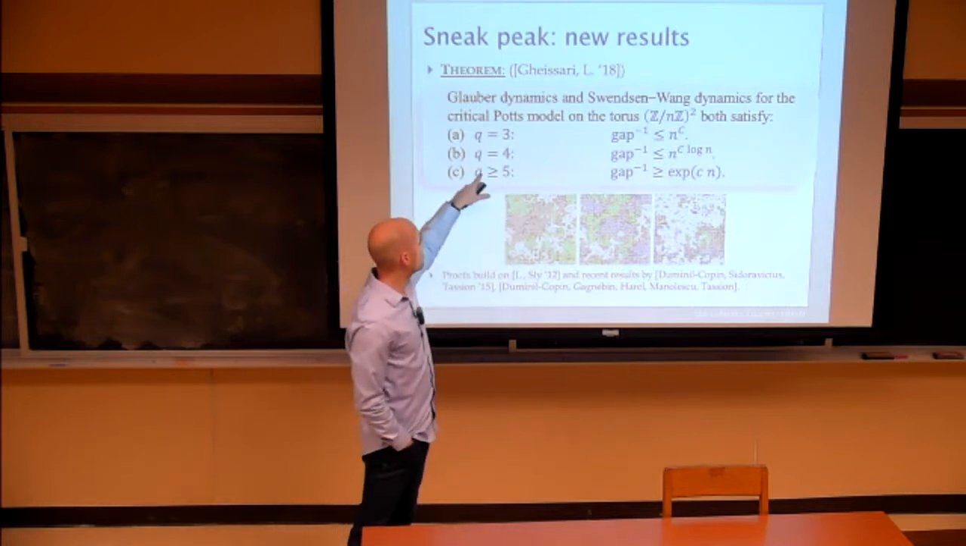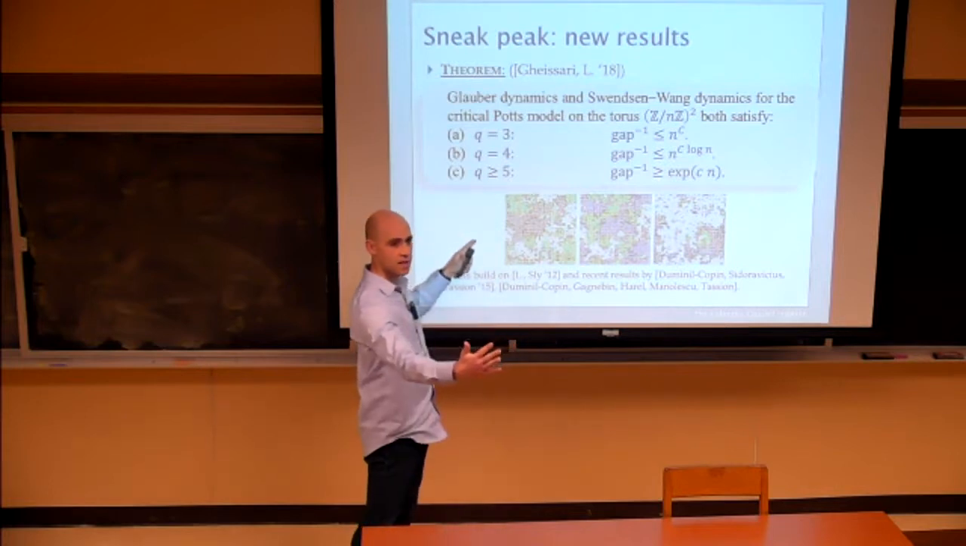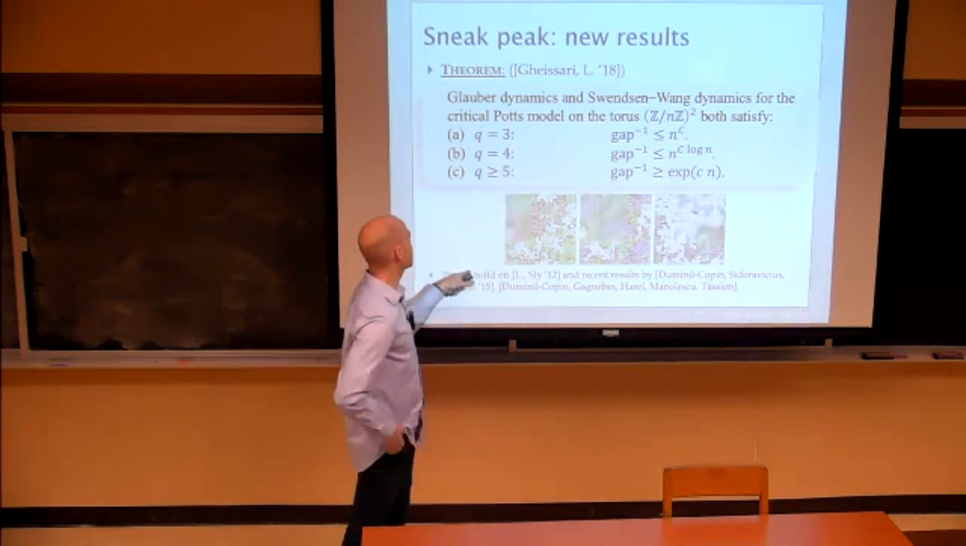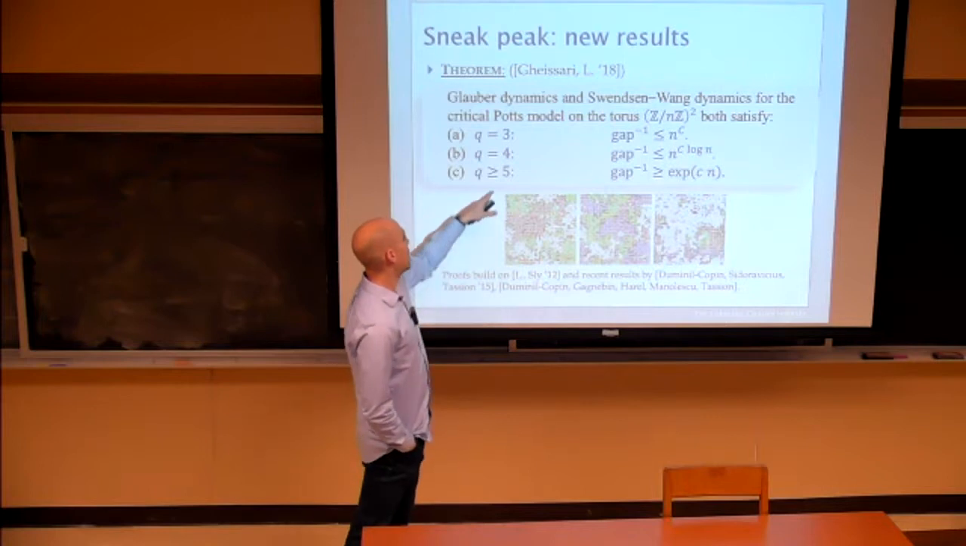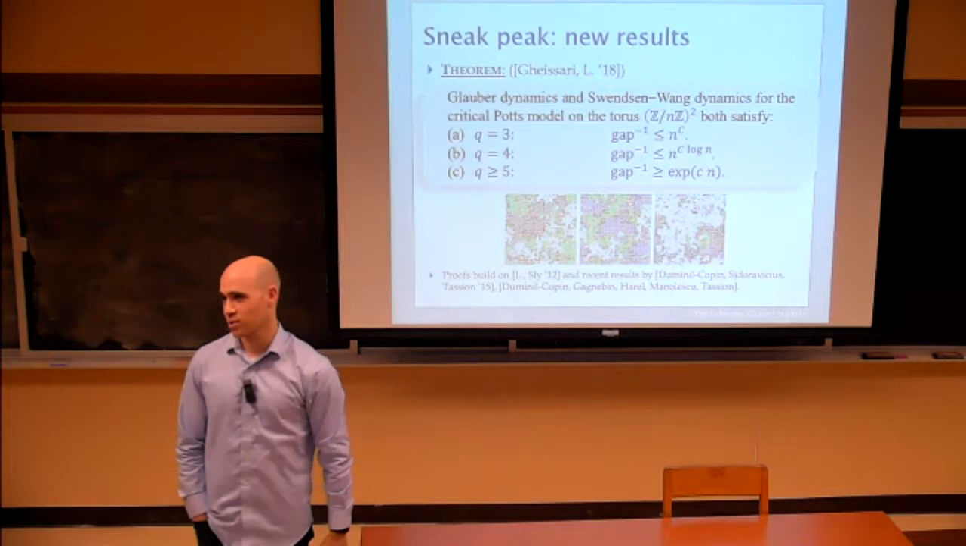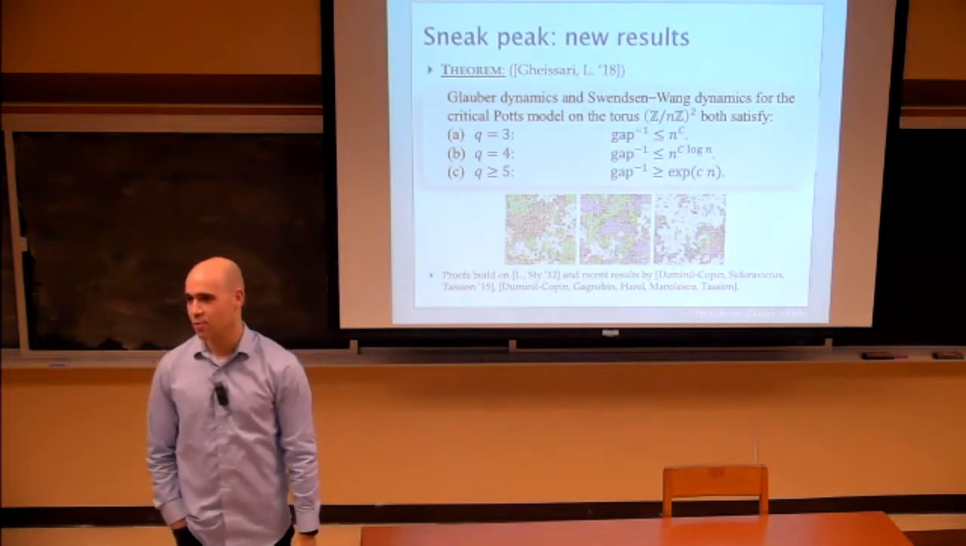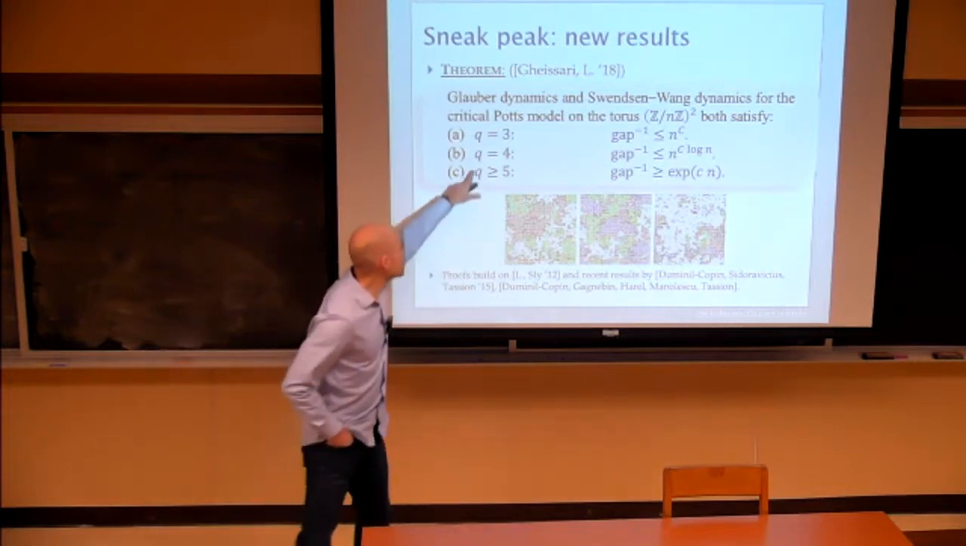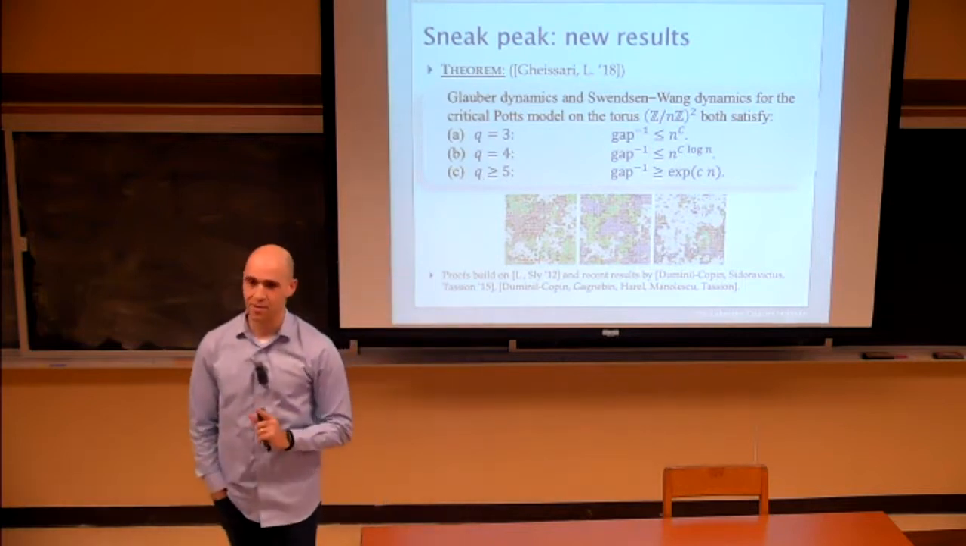So extending the range of the results of the papers that I listed below down to Q equals 5, and at Q equals 4, it is almost polynomial. It is n to the log n, quasi-polynomial. And there is a reason. The Q equals 4 case is extremely delicate.